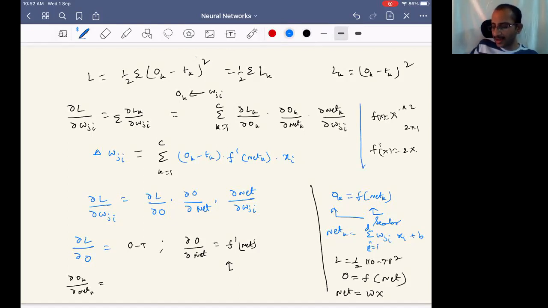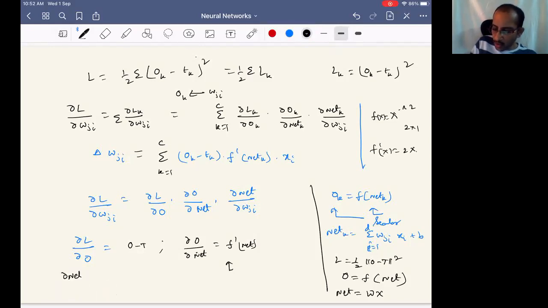Dou O by dou net is nothing but the differentiation of the corresponding output with respect to the corresponding input. That's what I am writing here, because as you see in the expression, only Ok and net k are involved. Is this clear, or any question? Dou Ok by dou net k is how much then? It will be f dash, which depends upon what f I use, and then f dash of net. Is this clear? Yes or no, you should tell.